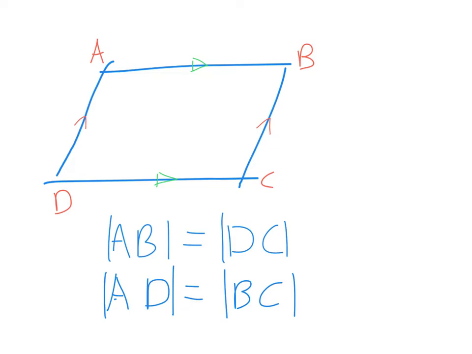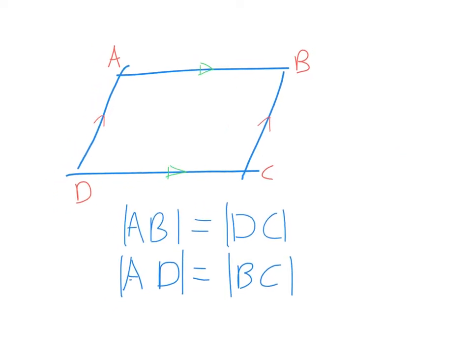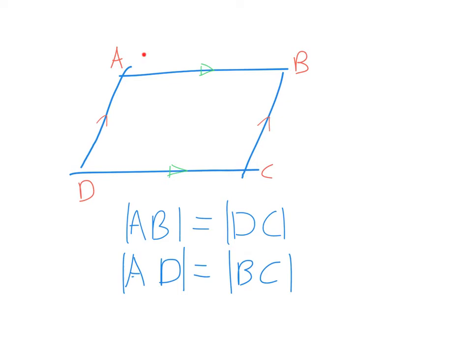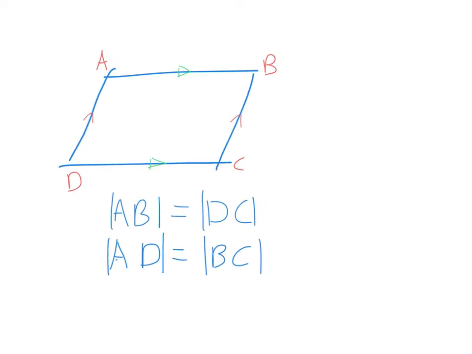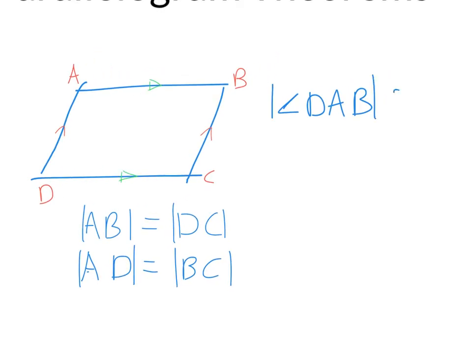This theorem also tells us that opposite angles must be equal in measure. An example of this would be our angle A and our angle C here. Because they're opposite, we know they're equal in measure. So the angle DAB, which we can see here, going from D to A to B, should have the same measure as its opposite angle, DCB.